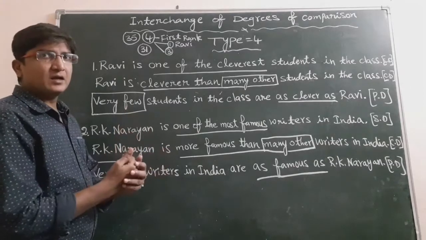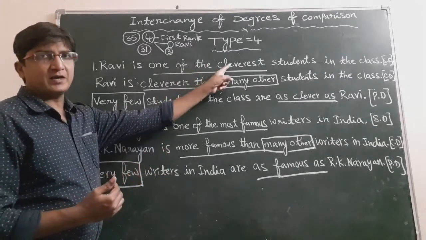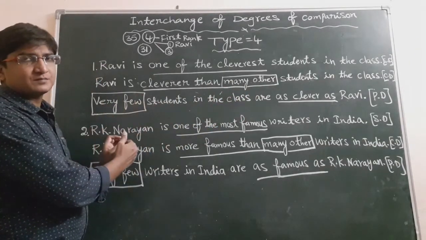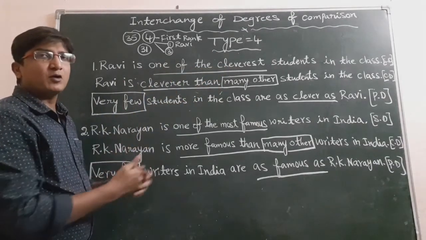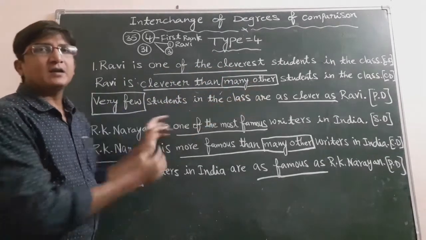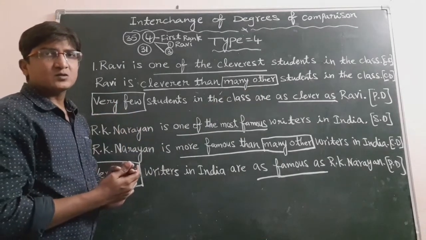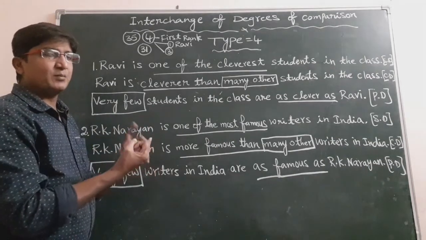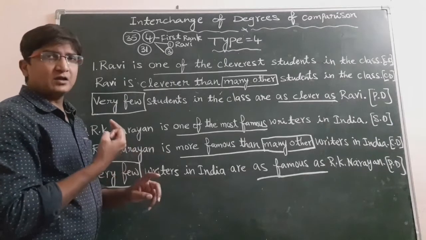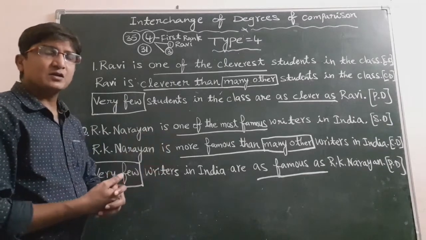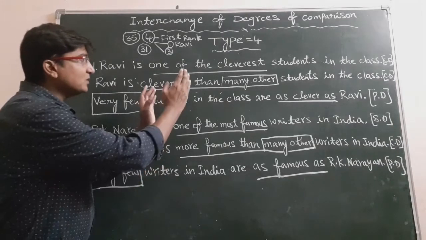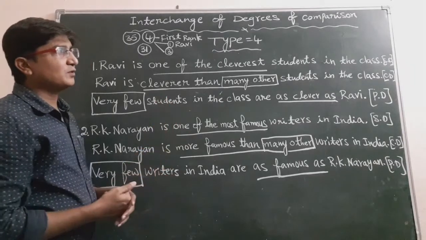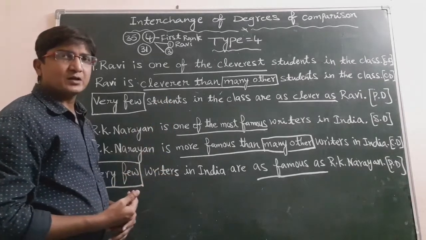So in type 3 we have only the cleverest, and in comparative degree any other, and here no other. Any other, no other. And in type 4 comparative degree many other and here very few. So we can remember easily by saying that superlative degree, one of, comparative degree, many other, positive degree, very few. So in this way we need to remember, and even if we know these words we can easily remember how to convert from positive to comparative and from comparative to superlative degrees.